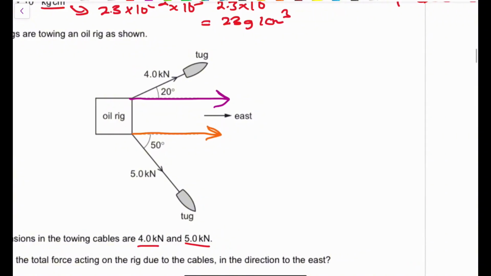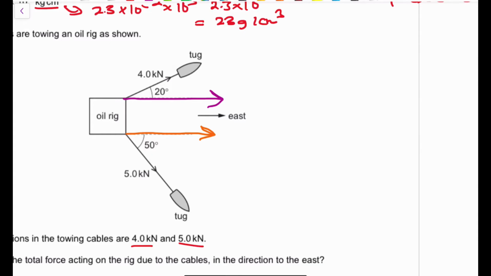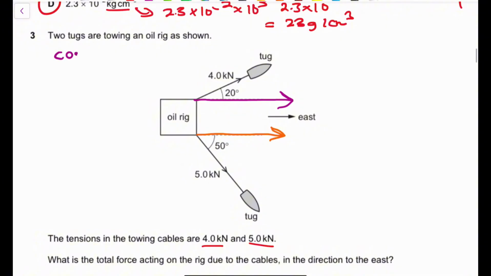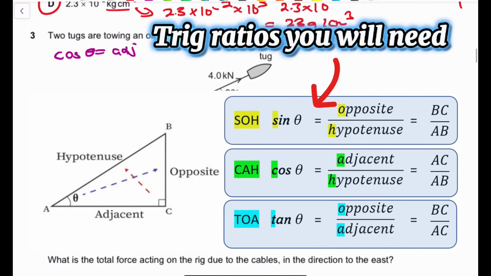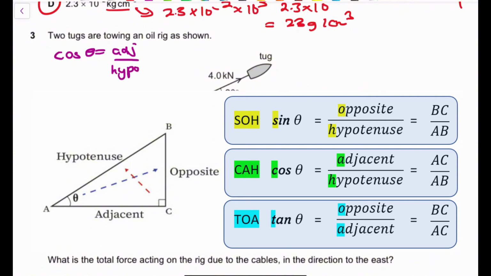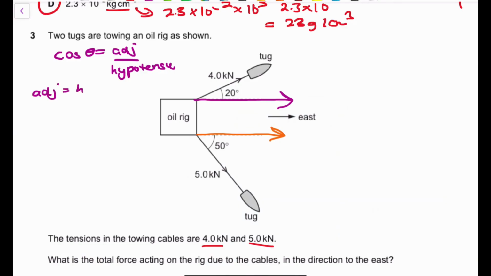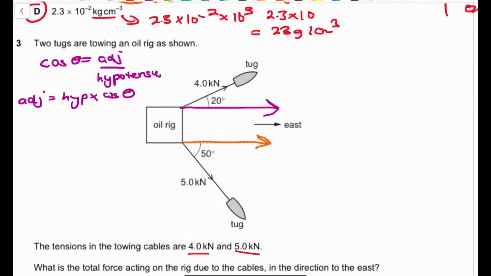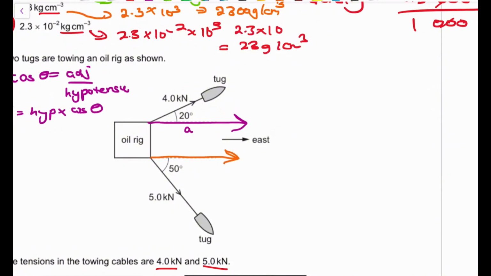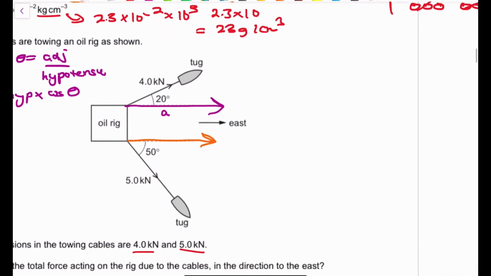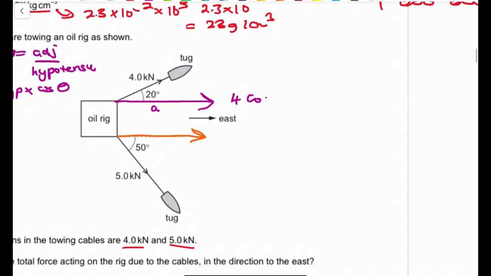So how do you find the first one, the component that is there? As you can see, this is 20 degrees, right? We know that cos theta is equivalent to the adjacent divided by the hypotenuse, which is a fact, right? So it means that the adjacent will basically be your hypotenuse times cos theta. If you look here, we want to find this adjacent, which is, let's say, just A. We have the hypotenuse, which is the longer line inclined at that angle, which is 4. So basically, we can find that component by just saying 4 cos 20, right? We can find that component by using that law.